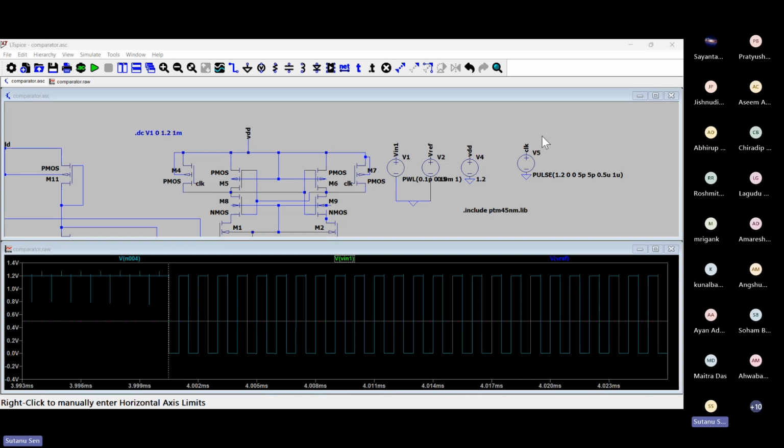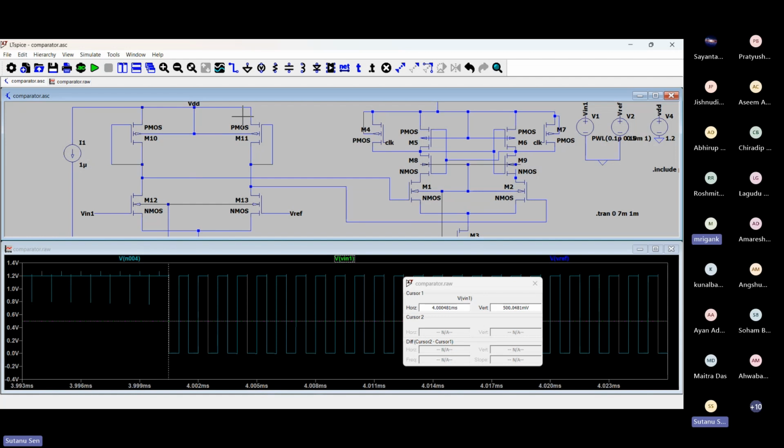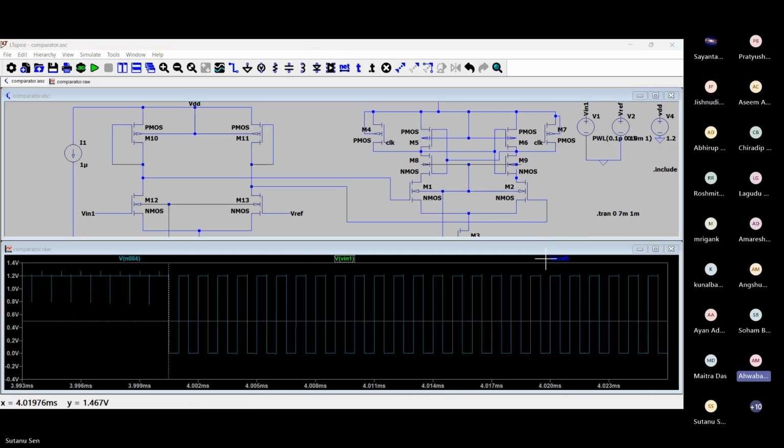So it will be gm1 by gm2, right? Since I'm using a diode connected one, this transistor is diode connected. So it will be gm1 by gm2. Is that clear? Like, Ahwan, how do you find the gain of this? Yes, sir, yes.